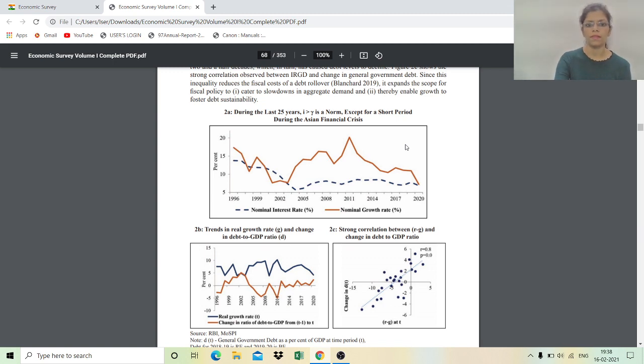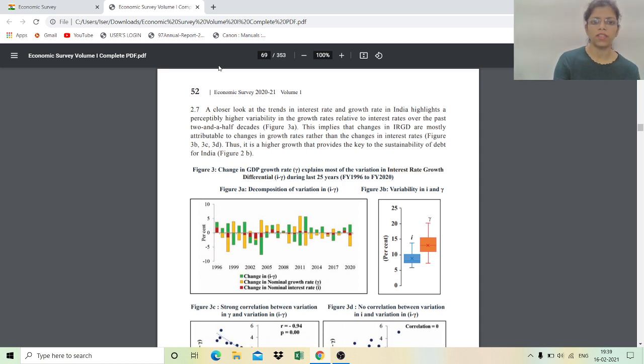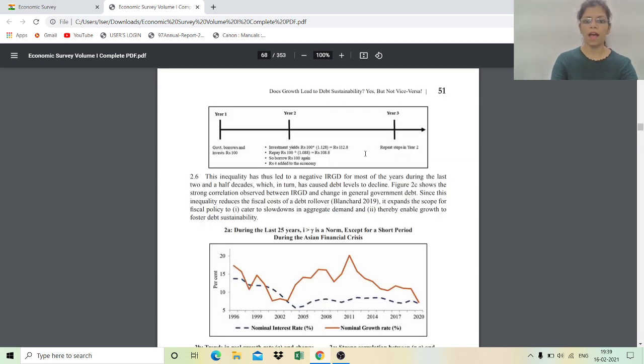And this is exactly what is mentioned here: if we look at the trends in interest rates and growth rates in India, there's a higher variability in growth rates relative to interest rates over the past 2.5 decades. This implies that changes in IRGD are mostly attributable to changes in growth rates rather than changes in interest rates. So our debt is sustainable because our growth is higher than our interest rates.